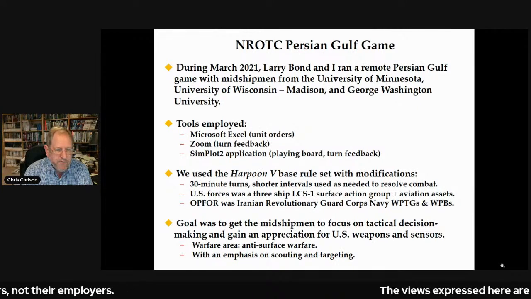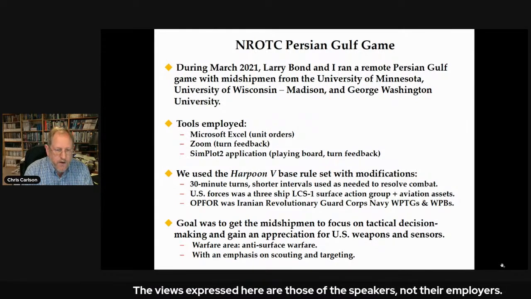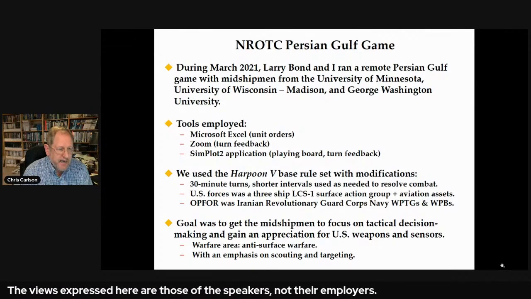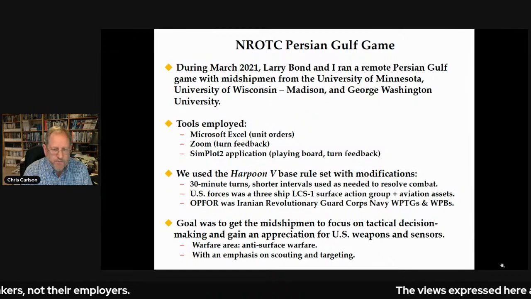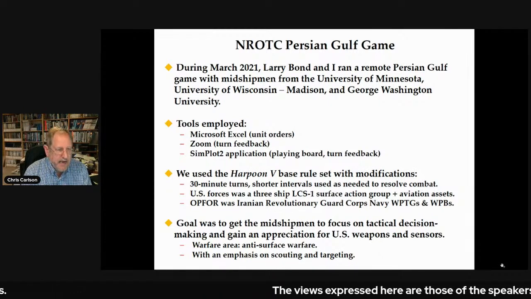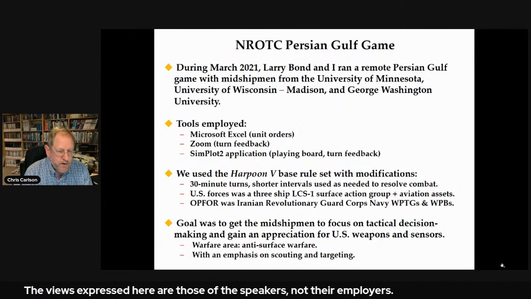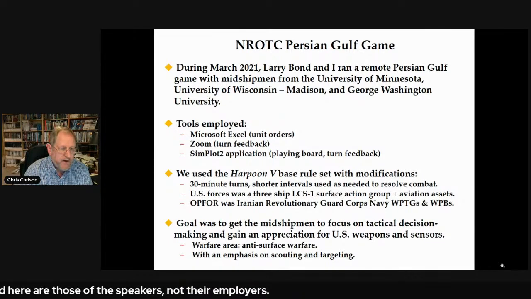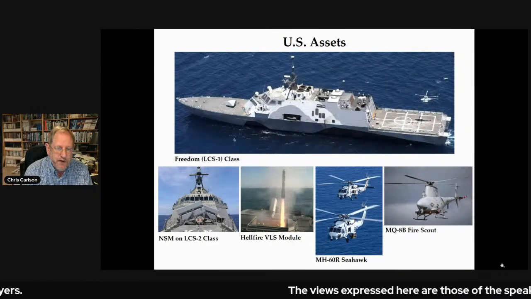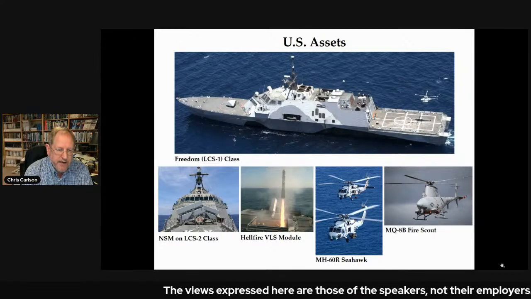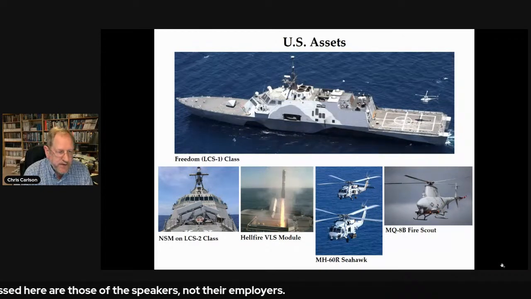So when we fed back to the players, we used screenshots from Simplot, and we used email. Because, again, this is an educational game, you've got to keep it simple. You have to have limited objectives. So we were trying to get the midshipmen to focus on tactical decision-making and to gain an appreciation for what the U.S. Navy has. Therefore, we focused on anti-surface warfare with an emphasis on scouting and targeting. Just a quick overview, the U.S. had 3 LCS Freedom-class ships. One had a Naval Strike Missile anti-surface warfare module. Another had the Hellfire VLS module.